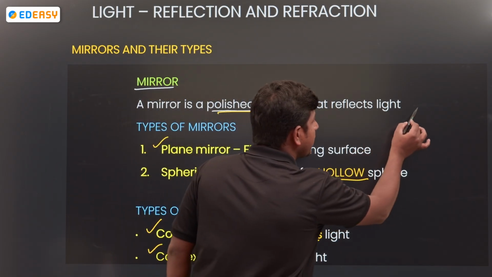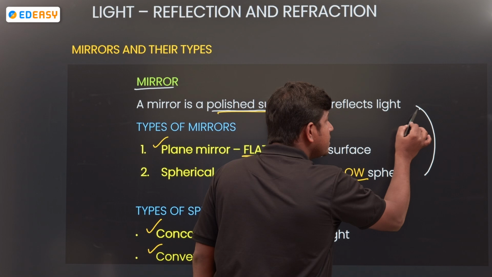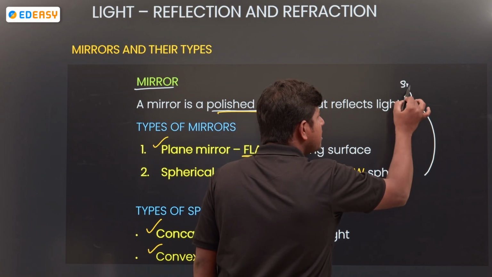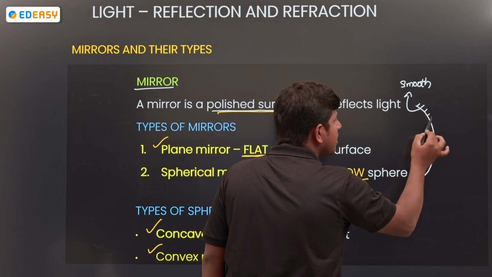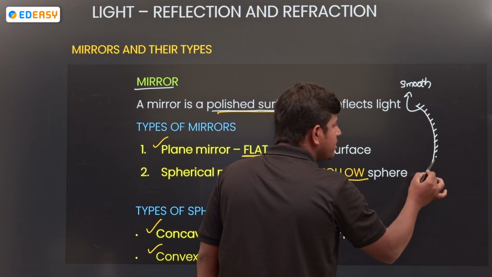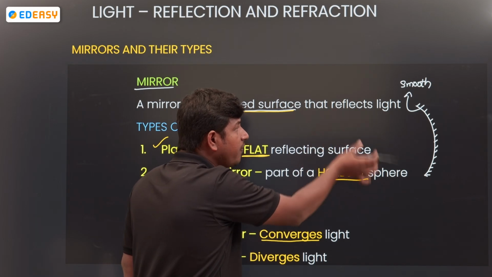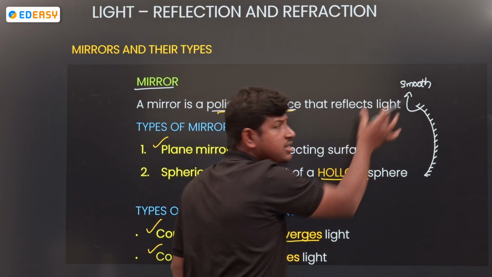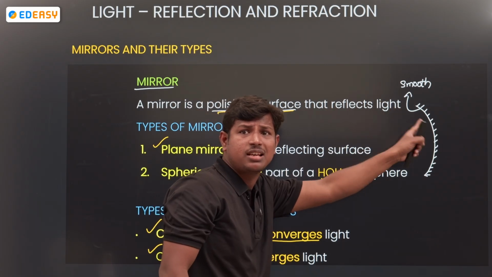For example, I am taking a mirror like this. The inner side is smooth and polished. The outside is a rough surface, which I am marking like this. So where will the smooth surface be? The smooth surface is inside. The outside is the rough surface.